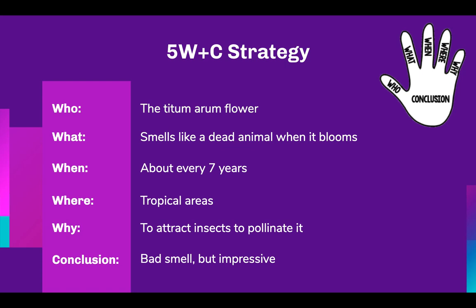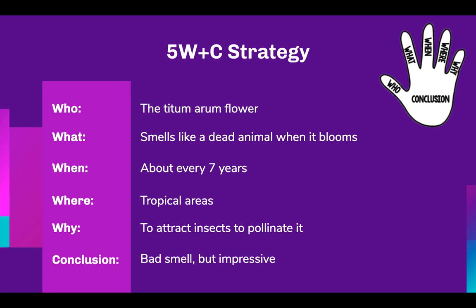Who? The Tidum arum flower. That's who this text was mainly about. What was it that the author wanted me to know? That it smells like a dead animal when it blooms. When? About every 7 years. Where? This one wasn't a big feature of the text, but if you notice in the first sentence, it did say that it was from tropical areas.